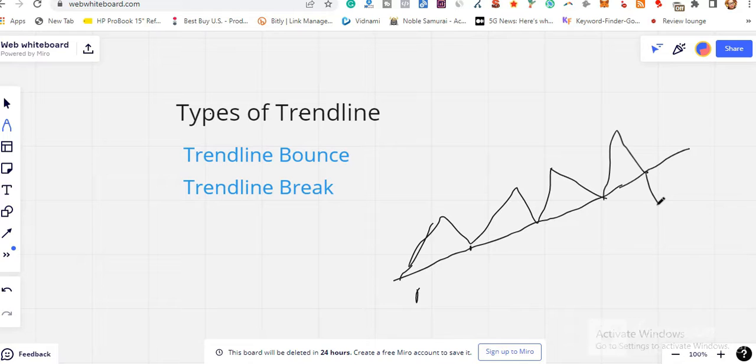So what is going to happen? This is what is likely to happen. The market will go back a little, a pullback, before it now drops. So that is just a trend line break.